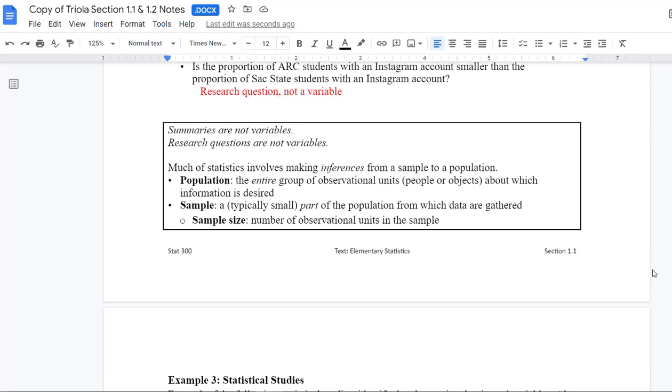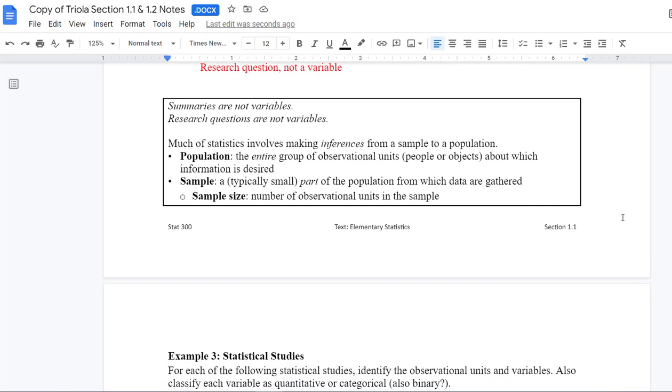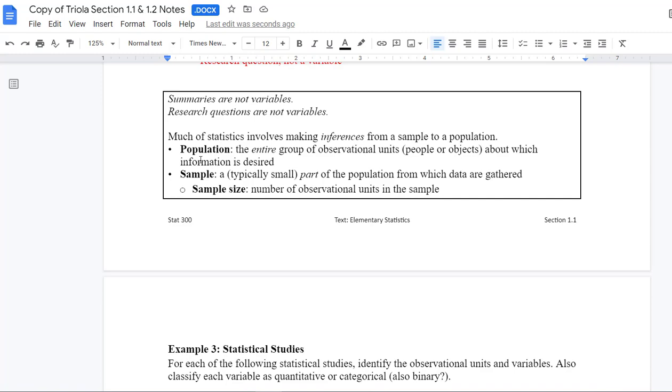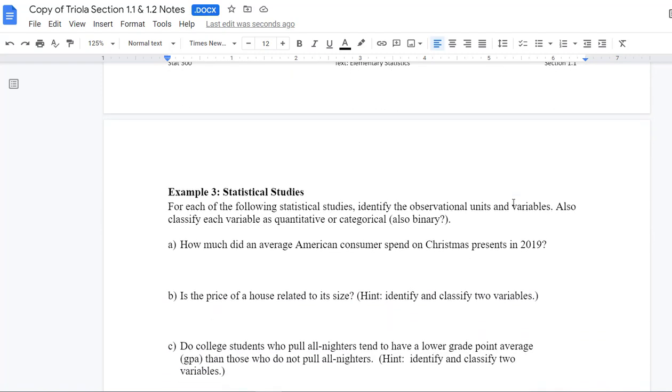Hi there, we're going to continue. This is part 2 of our section 1.1 and 1.2 video. All right, so we were talking about population, sample, and then sample size is the number of observational units in the particular sample being studied.